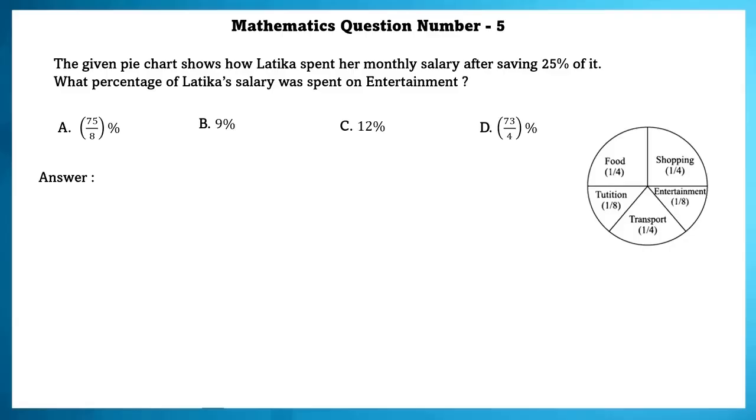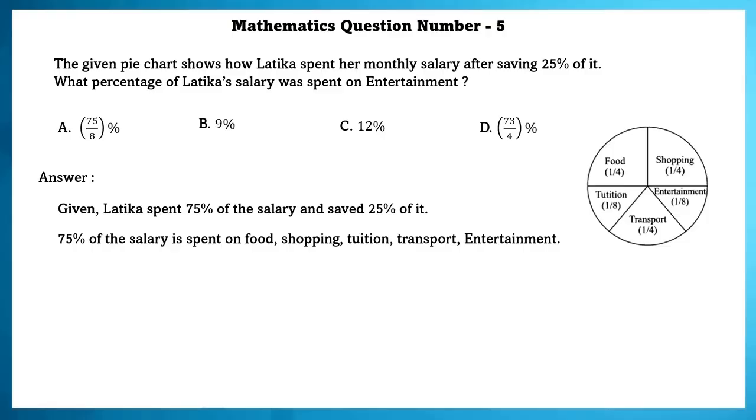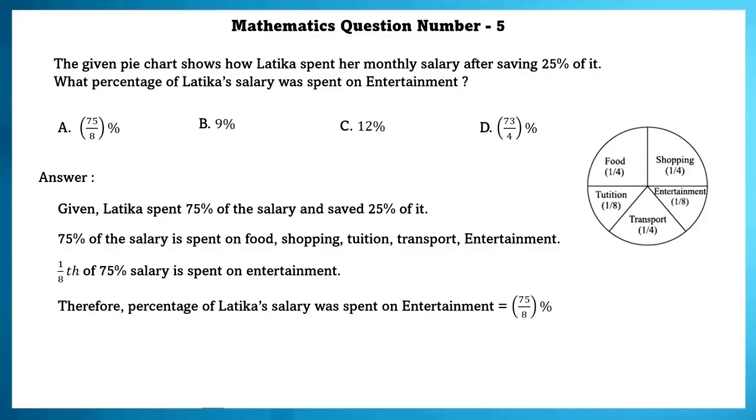Mathematics question number 5. The given pie chart shows how Latika spent her monthly salary after saving 25% of it. What percentage of Latika's salary was spent on entertainment? Given Latika spent 75% of the salary and saved 25% of it. 75% of the salary is spent on food, shopping, tuition, transport and entertainment. 1 by 8th of 75% salary is spent on entertainment. So, the percentage of Latika's salary spent on entertainment is equal to 75 by 8%.